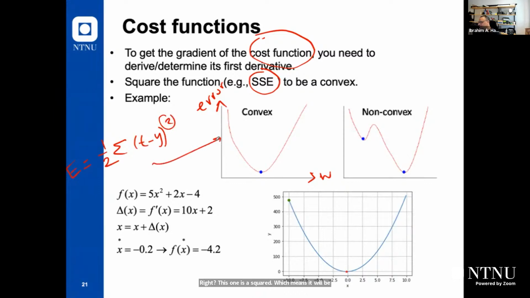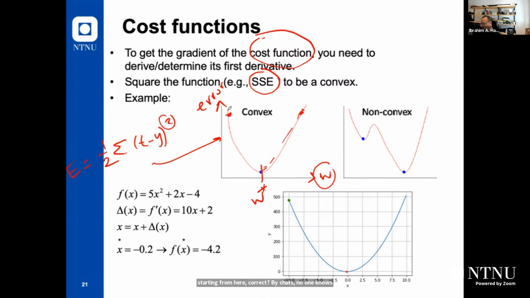Why must it be convex? Because we will start from some point and we need to reach the bottom, we need to minimize. We need to find the value of omega which will minimize this function, which is omega star. So maybe you will start from here, correct? By chance, no one knows.